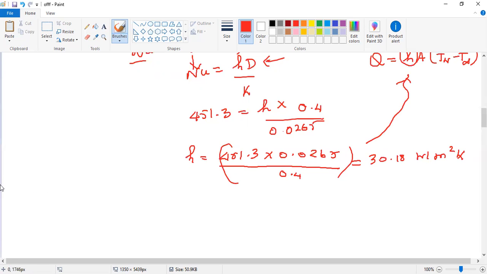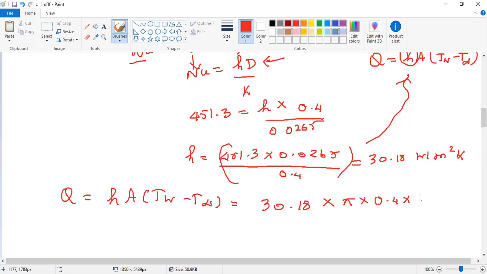Okay, we find out the heat losses, that is QC is equal to, this is a convection problem, so convection is based on Newton's law of cooling, H A into TW minus T infinity. Okay, so we know the heat transfer coefficient, that is 30.18, and this is a cylinder, so the area of the cylinder is pi dl. The diameter is 0.4 and L is the length. So L is 1500 millimeter, we convert into meter, 1.5 meter.